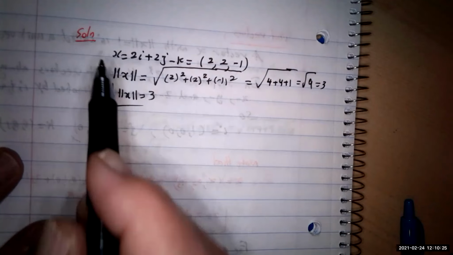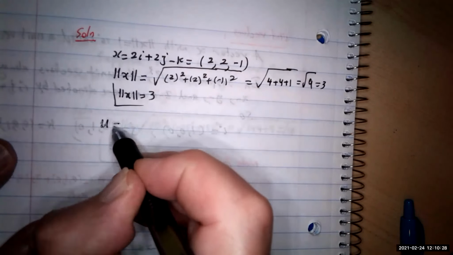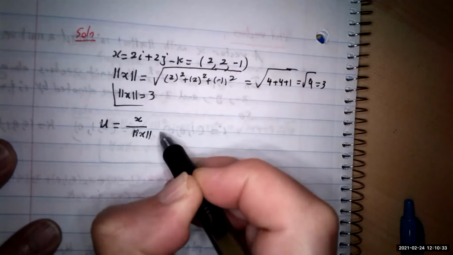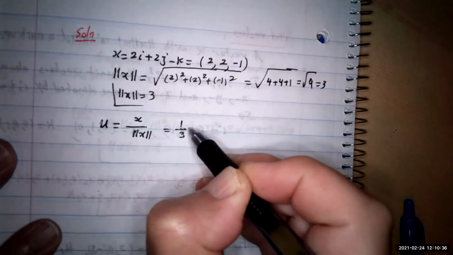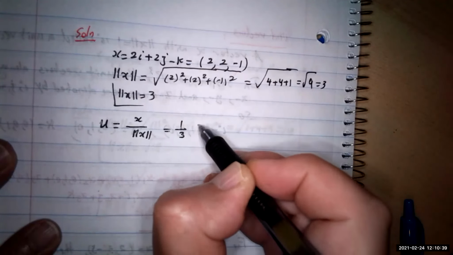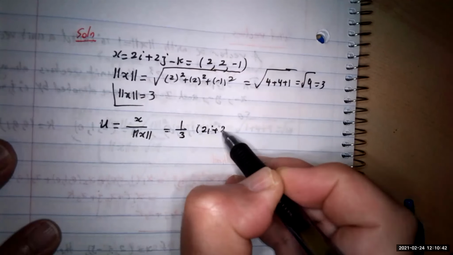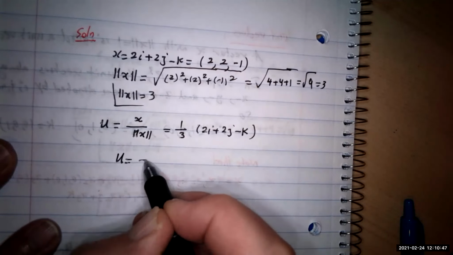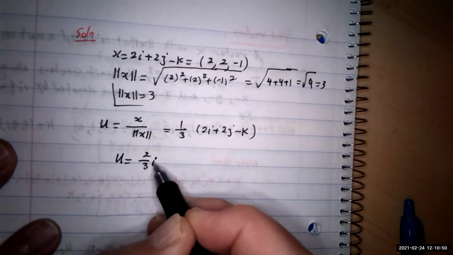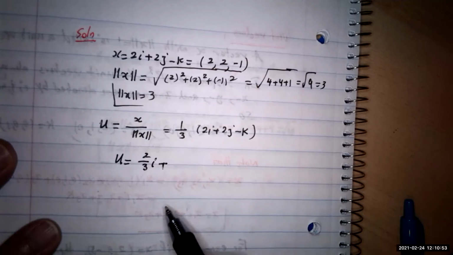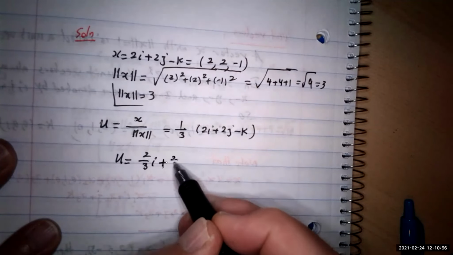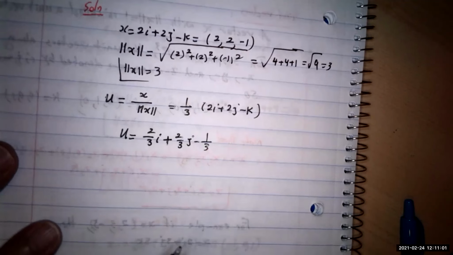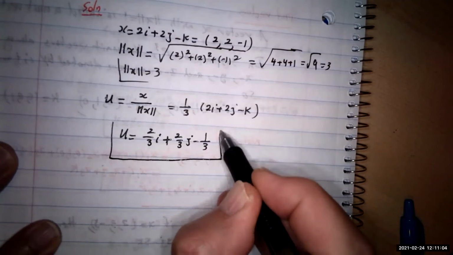Okay, go back, normalize your vector. So the unit vector would be x over the norm of x. So it's like 1/3 times the one that you have, in a different format. You have the 2i, 2j minus k. Multiply it. This is going to be 2/3 i plus 2/3 j and minus 1/3 k. So that gives you the unit vector.